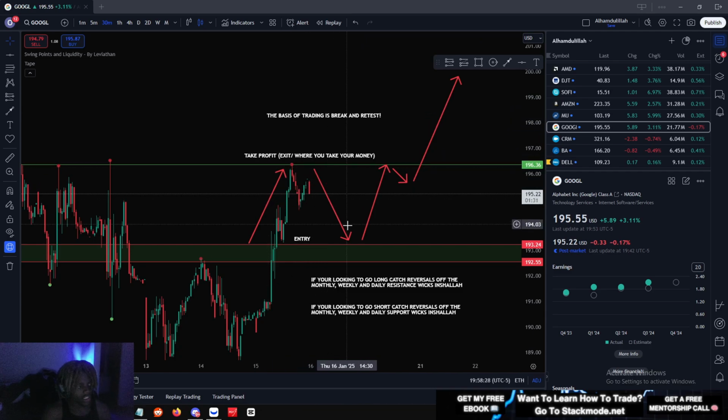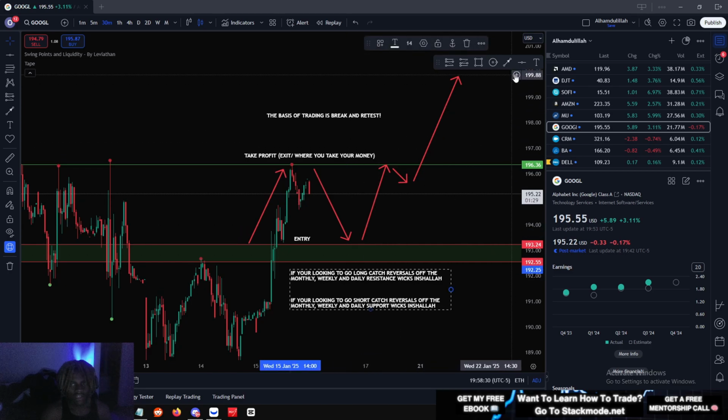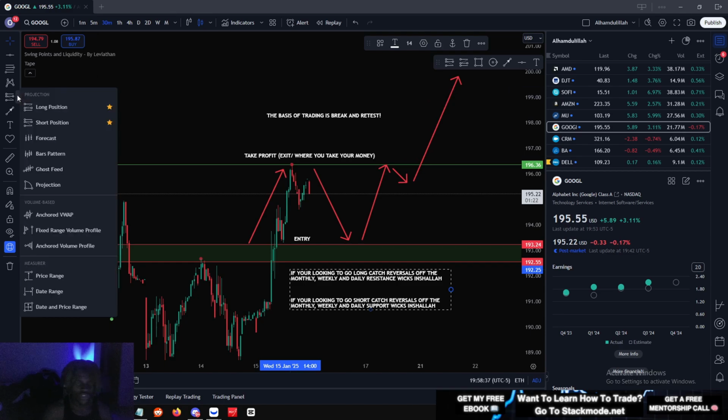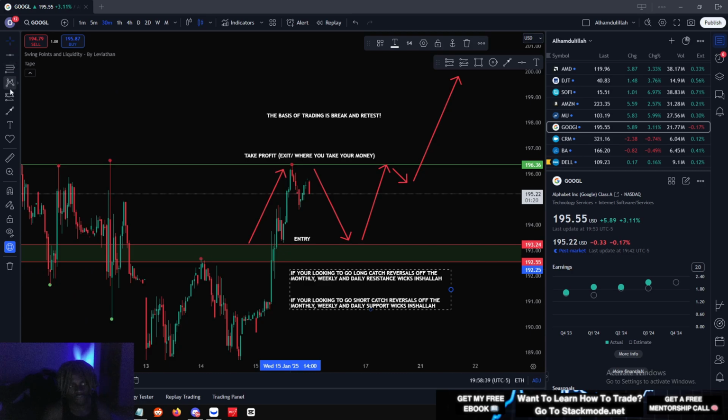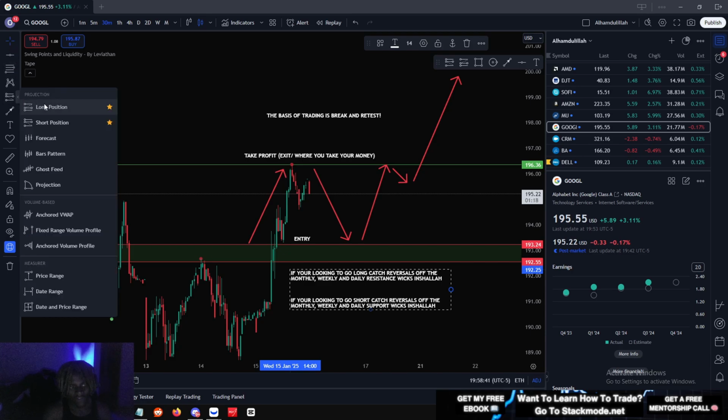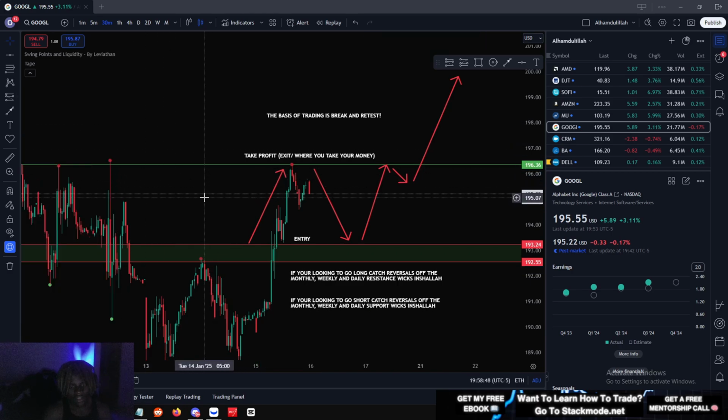Okay, awesome. So after that, you just make sure that you measure your risk reward. On TradingView to the left, there are these little tools, five things down. These are going to be very important. They're called the long position and short position tool, when you're setting up your trade.